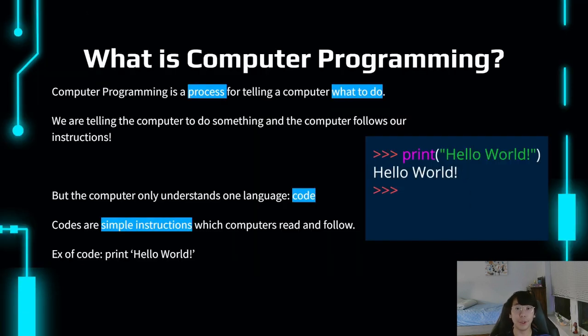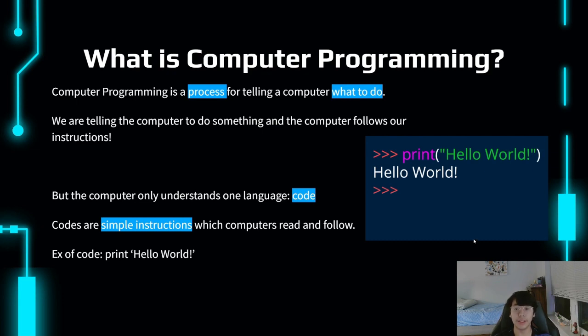So what is computer programming? Computer programming is a process for telling a computer what to do. So we're telling the computer to do something and the computer follows our instructions. But the computer can only understand one language, and that language is called code, and we'll get to that later. So codes are simple instructions which computers read and follow. For example, the most basic code is print hello world.